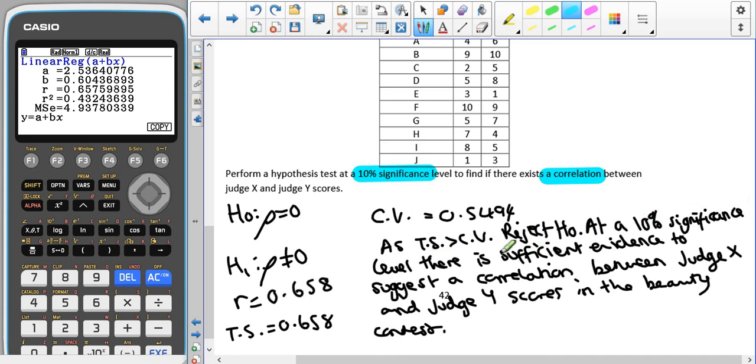There is sufficient evidence this time to suggest a correlation between Judge X and Judge Y scores in the beauty contest.